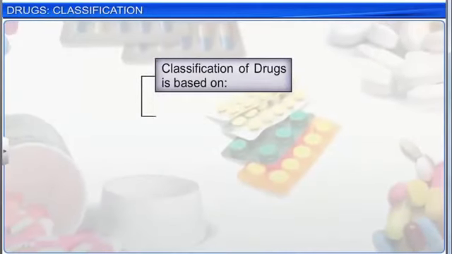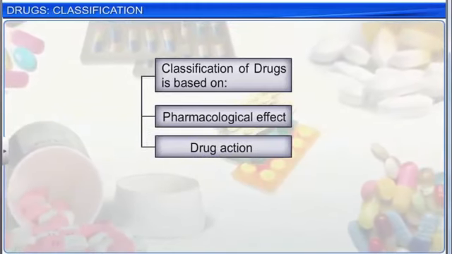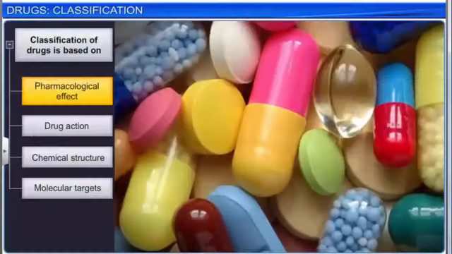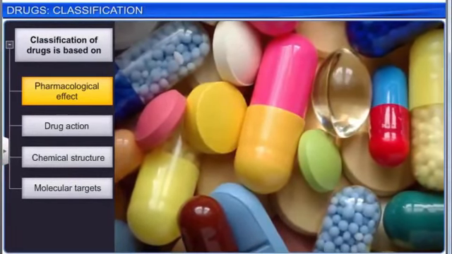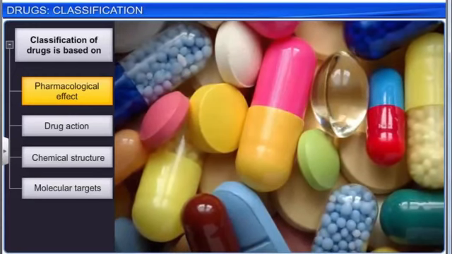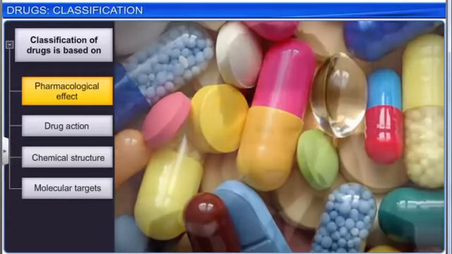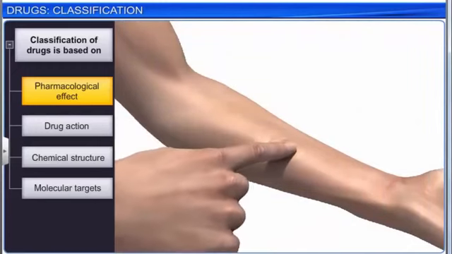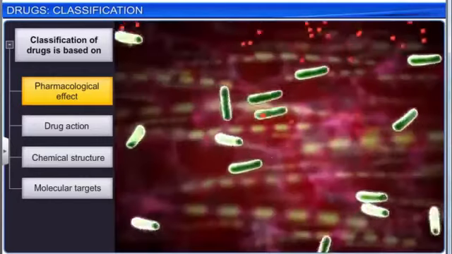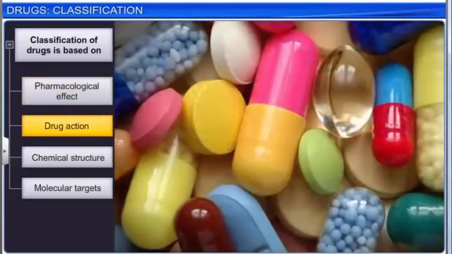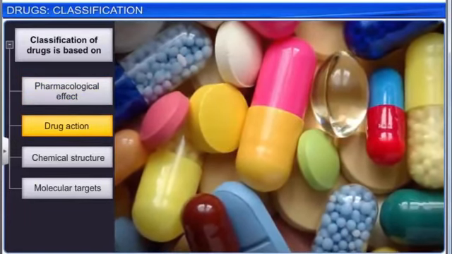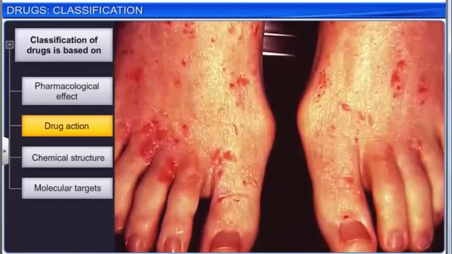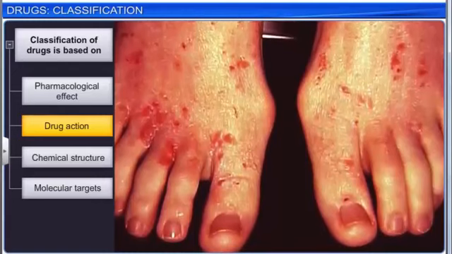Drugs can be classified on the basis of their pharmacological effect, drug action, chemical structure, and molecular targets. Drugs classified on the basis of their biological or pharmacological effects are useful in treating a particular type of problem. For example, analgesics have a pain-killing effect, whereas antiseptics kill or arrest the growth of harmful microorganisms. Drugs can also be classified on the basis of their action on a particular biochemical process. For example, antihistamines inhibit the action of the inflammation-causing compound histamine.